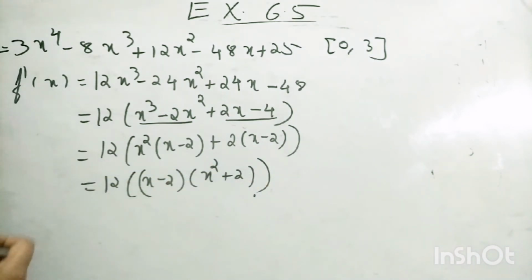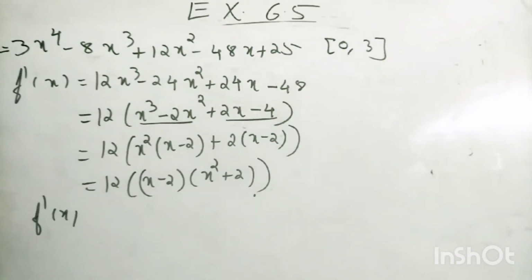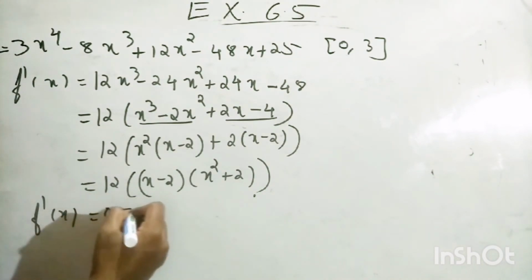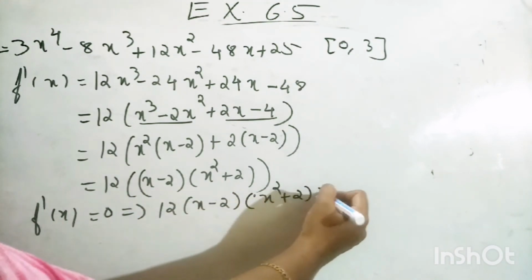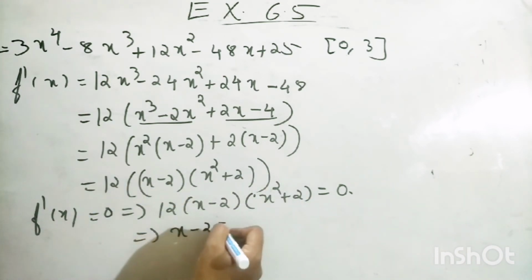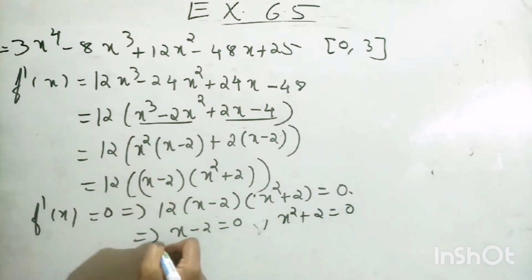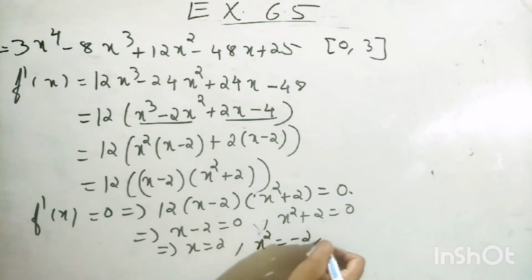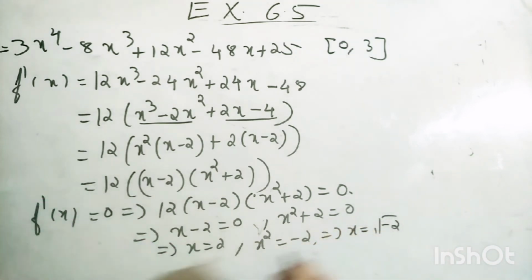Now for f dash of x, the interval is given, so we need to find the absolute maximum and absolute minimum. So f dash of x is equal to 0 implies 12 into x minus 2 into x square plus 2 is equal to 0, and thus, anyway 12 cannot be equal to 0, so x minus 2 is equal to 0 or x square plus 2 is equal to 0. Thus x is equal to 2, but x square is equal to minus 2 we will get, and this implies x is equal to square root of minus 2.